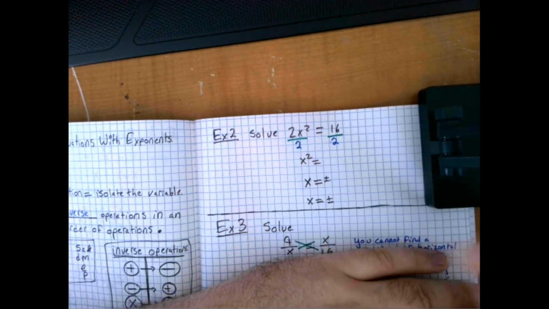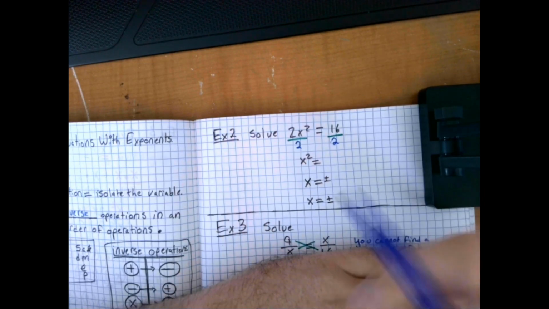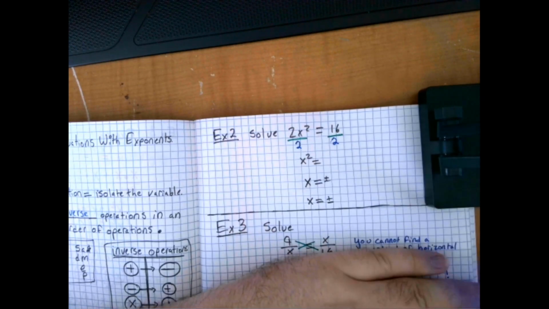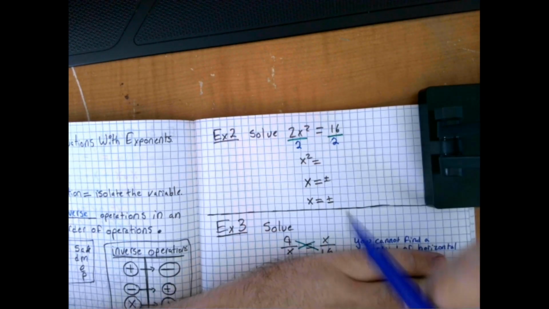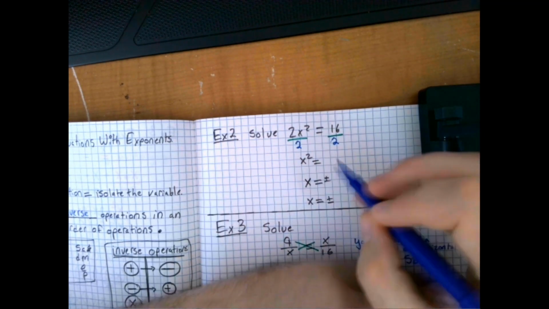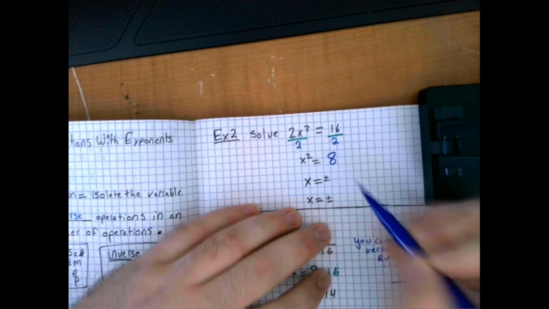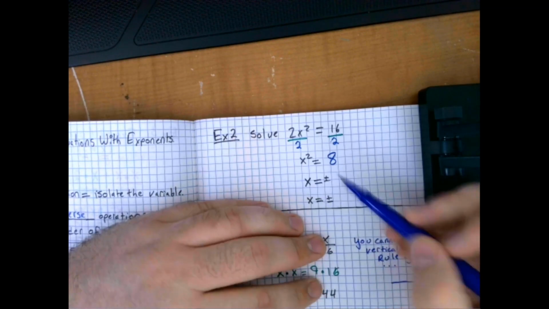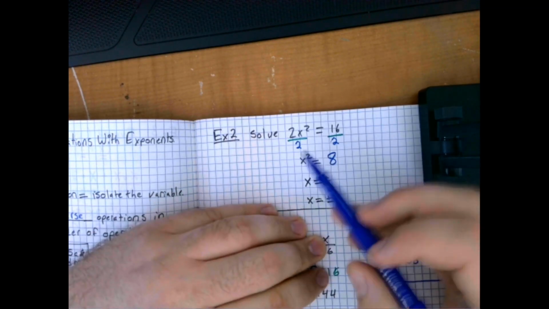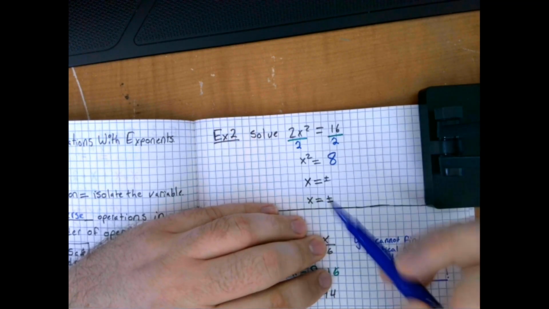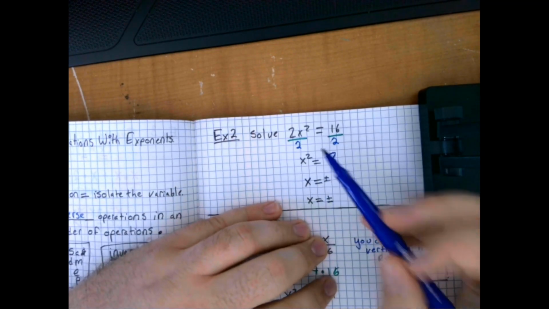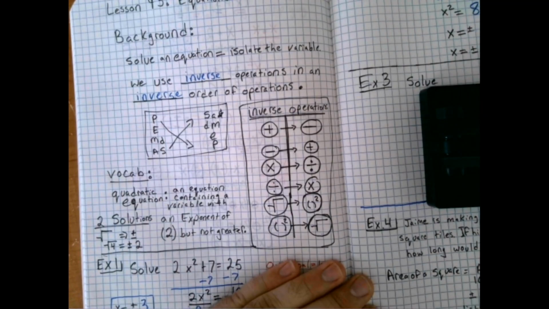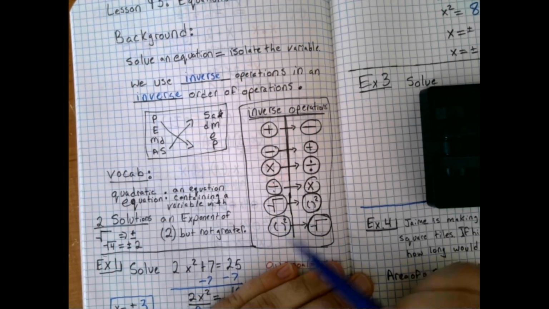Now, when we divide 2x squared by 2, we're going to get x squared. When we divide 16 by 2, we're going to get 8. I'm going to write that in just a moment. Now, x squared equals 8. The only thing we can do to isolate x is we're going to need to take the square root of both sides. We saw it in our chart. The inverse operation for a variable squared is a square root.